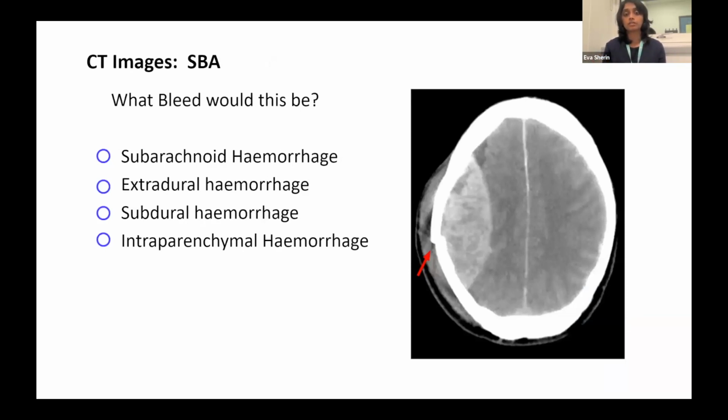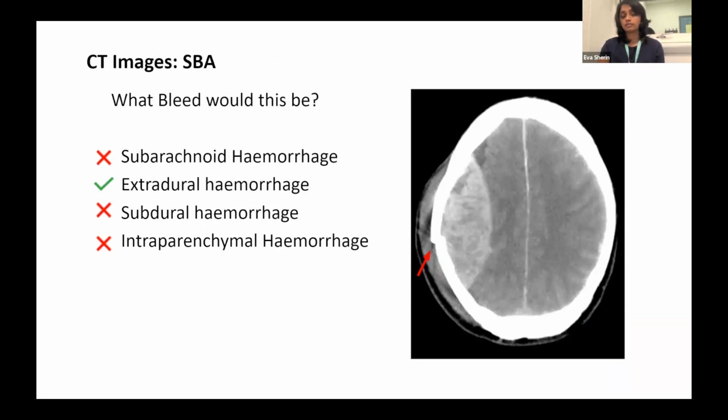Looking at the image, what bleeding do you think this could be? I'll probably give a minute or so to answer, but then moving on. It would be an extradural hemorrhage or hematoma.